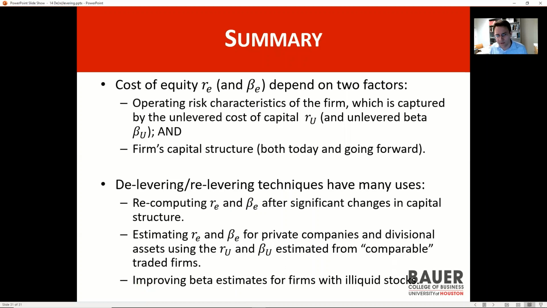Anytime you estimate a beta using stock price data, it's going to be a little bit noisy and it's going to be a little bit arbitrary. You have to make certain assumptions along the way. It's helpful to have more data. And if you can use other comparable companies to improve your estimates of beta, that's helpful. And that's what this delevering and relevering business gives you.